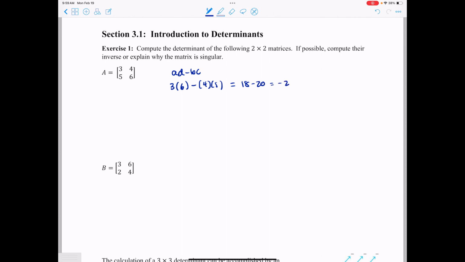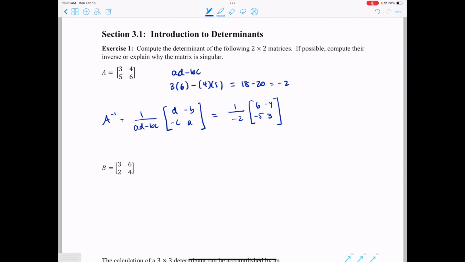And if we remember, the formula for the A inverse is 1 over AD minus BC times the matrix D, negative B, negative C, A. So the point of that is that it has an inverse.